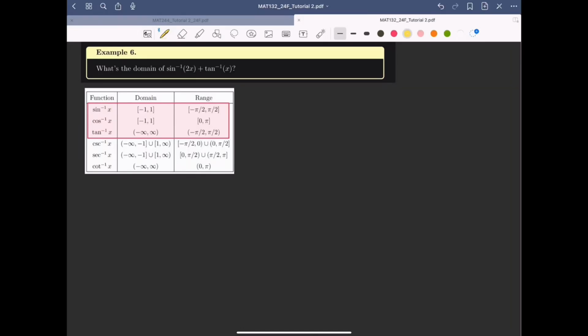Now let's look at example 6. What is the domain of sine inverse of 2x plus tangent inverse of x? To do this question, let's recall something we learned from last week.